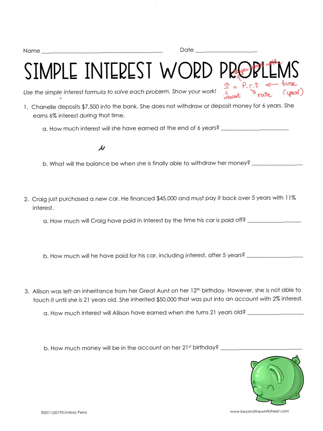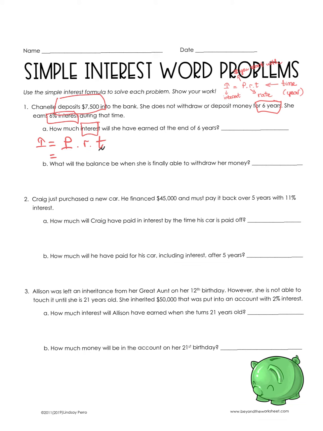So she deposited 7,500. She did that for 6 years, and then she earned 6% interest. Okay, so I'm looking for the interest, so I'm going to use the formula: I equals principal times rate times time.